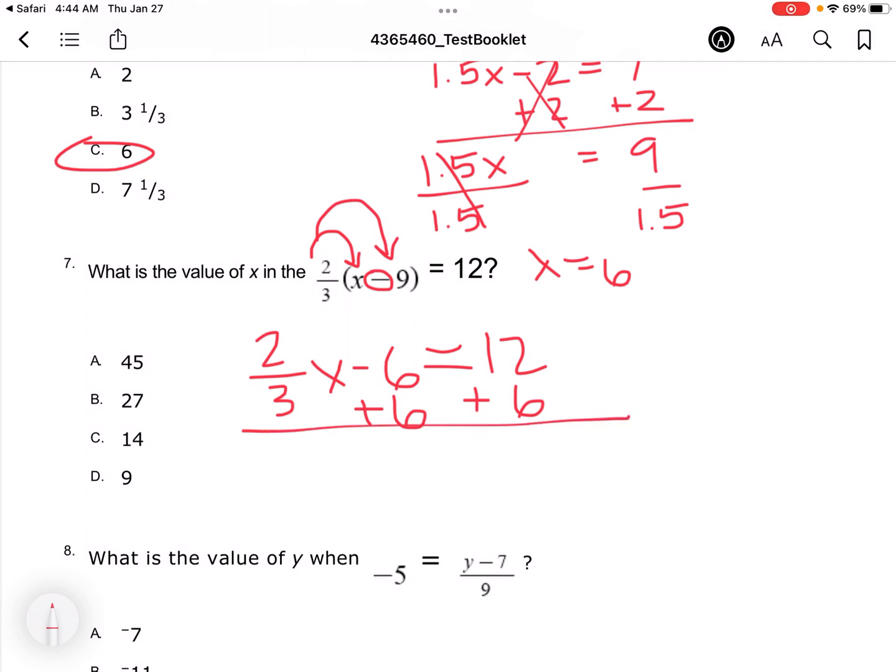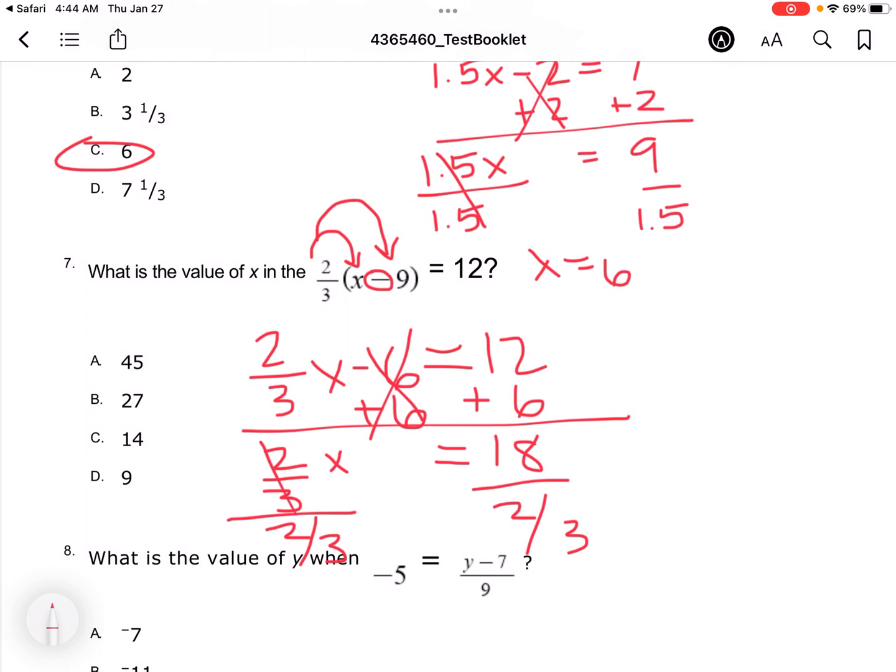Oh man, we actually did this one on a cool down. Well, not this exact one, but pretty close. Okay, so 2/3 x equals 18. I'm going to divide by 2/3. 2/3 divided by 2/3 is 1. 18 divided by 2/3 is going to give me x equals 27. And you can divide that out in a calculator.